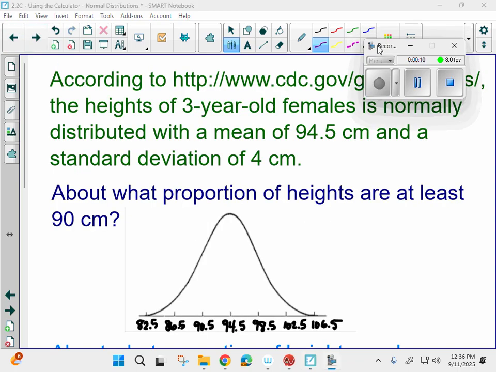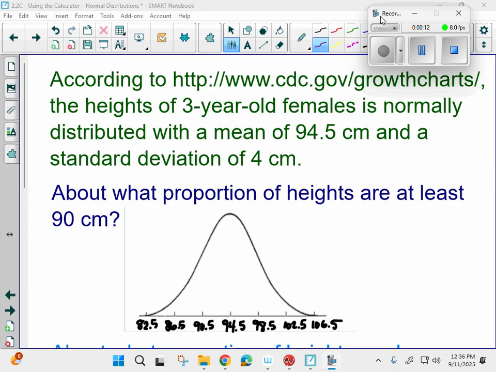All right, according to the CDC, the heights of 3-year-old females is normally distributed with a mean of 94.5 and a standard deviation of 4. Now, we can only use normal things like table A and what we're about to learn on our calculator if we know the distribution's normal. For now, they're going to tell us the distribution's normal. Eventually, we're going to learn ways to check if the distribution's normal, all right?